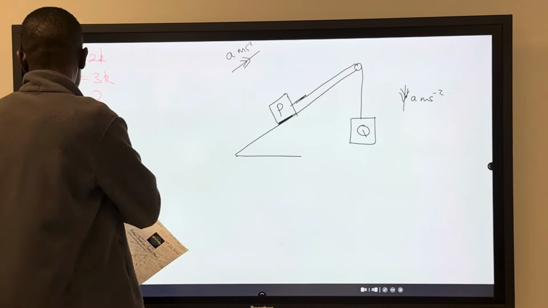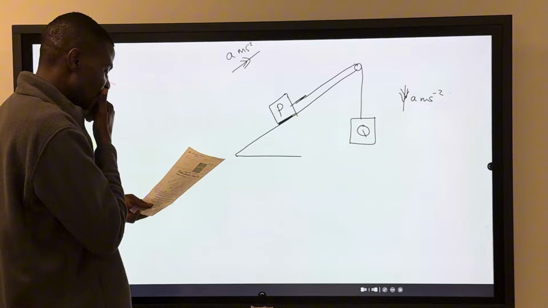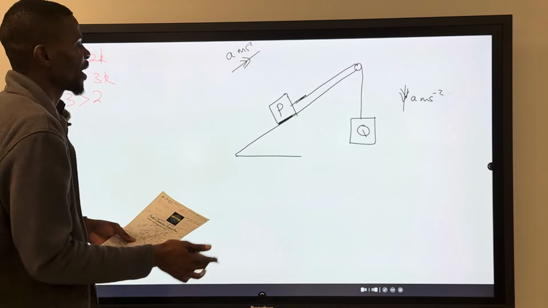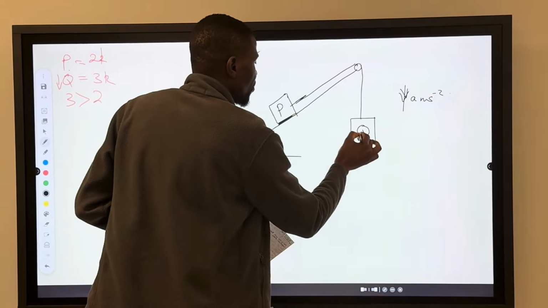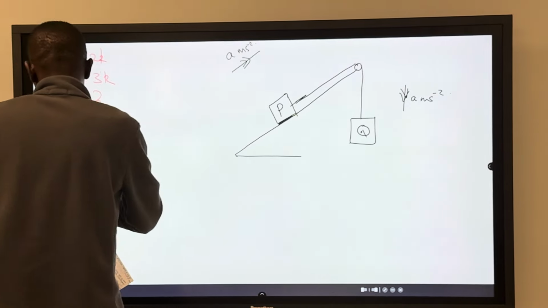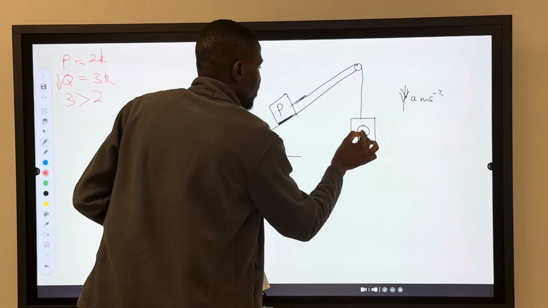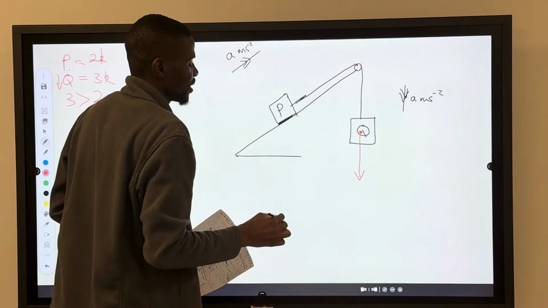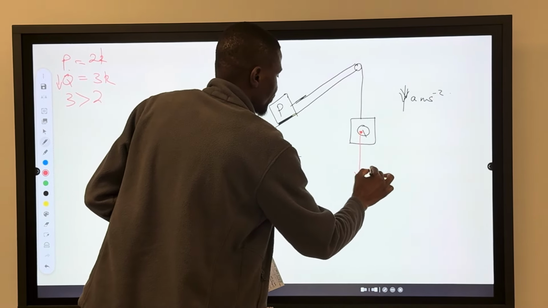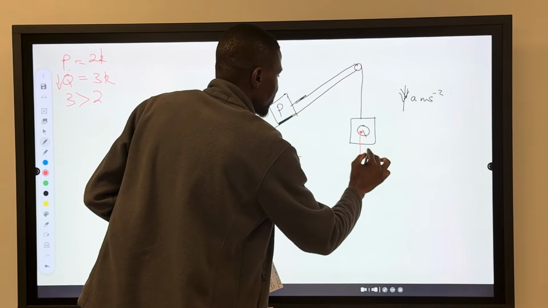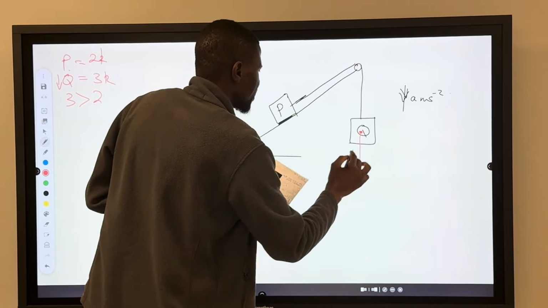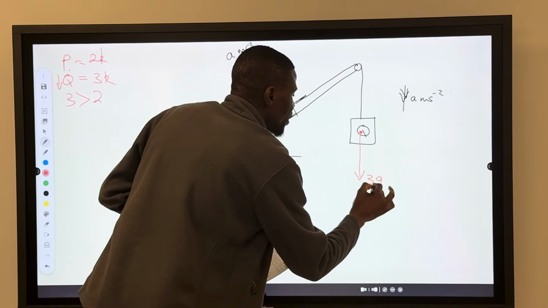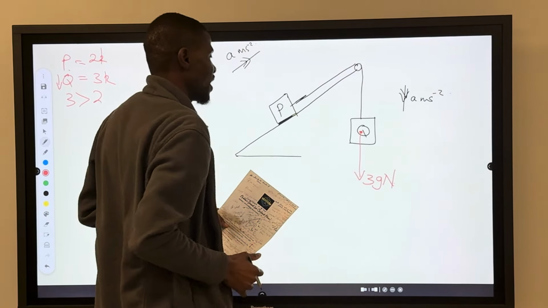Okay, now we need to apply the forces which are acting on each and every particle here. So we can start with Q. Let me use red here. So this is the weight. Weight is always equal to our mass times acceleration due to gravity. The mass for Q is 3, so this is going to be 3g newtons.